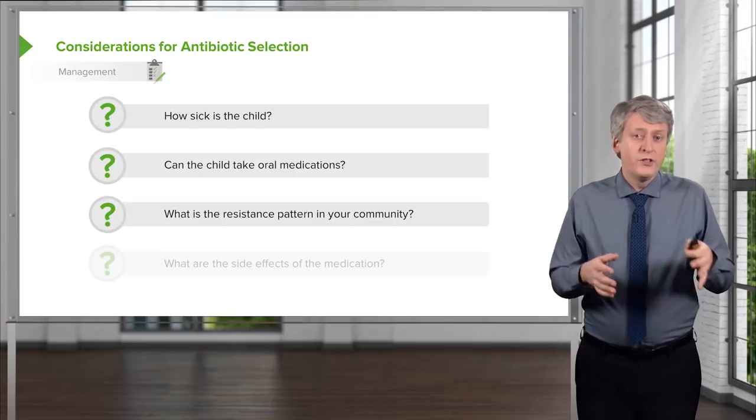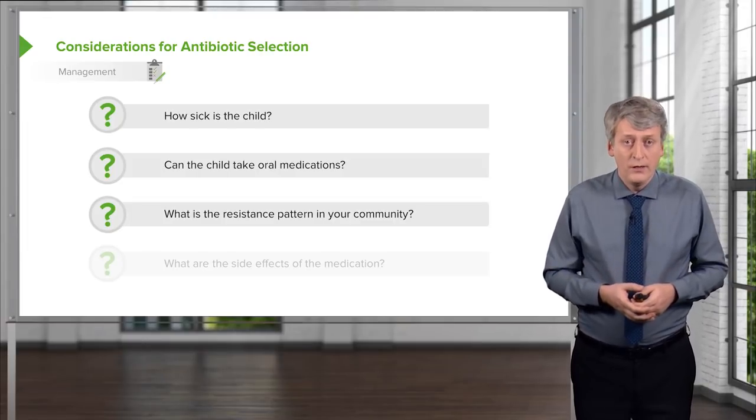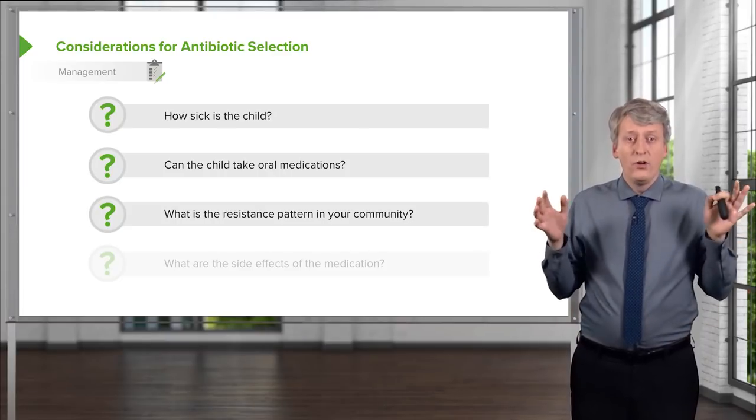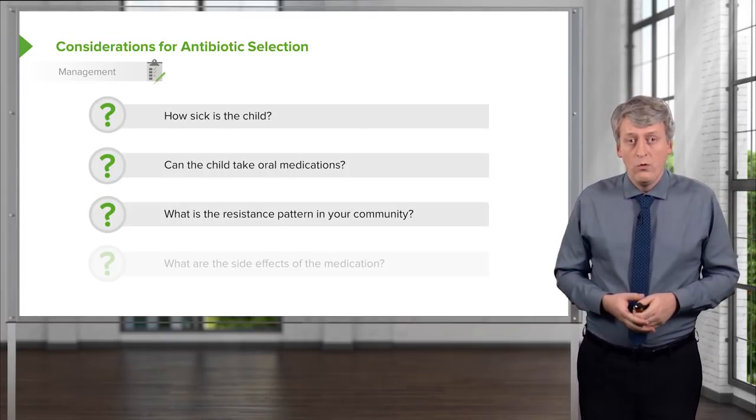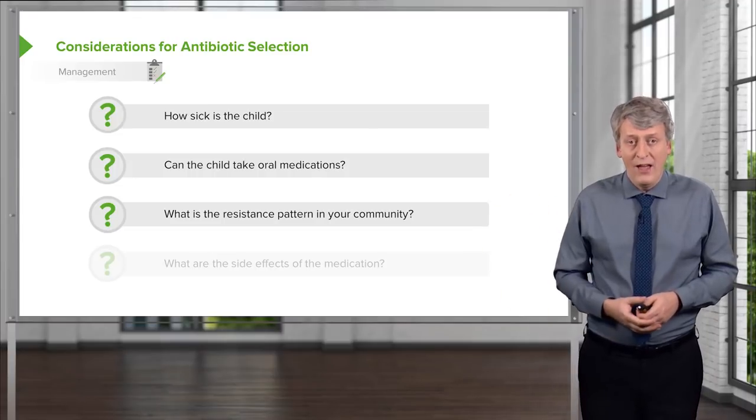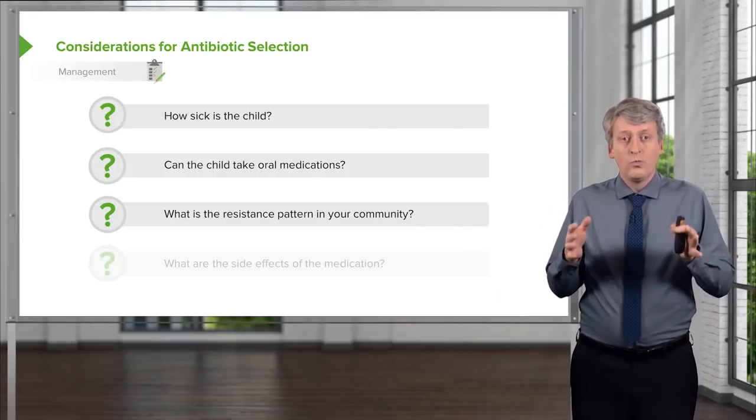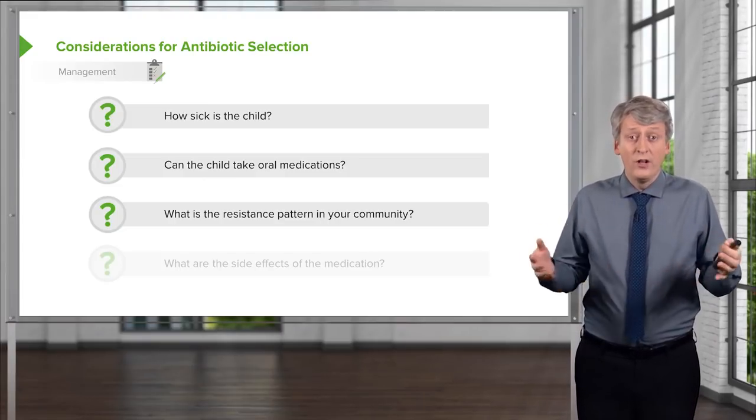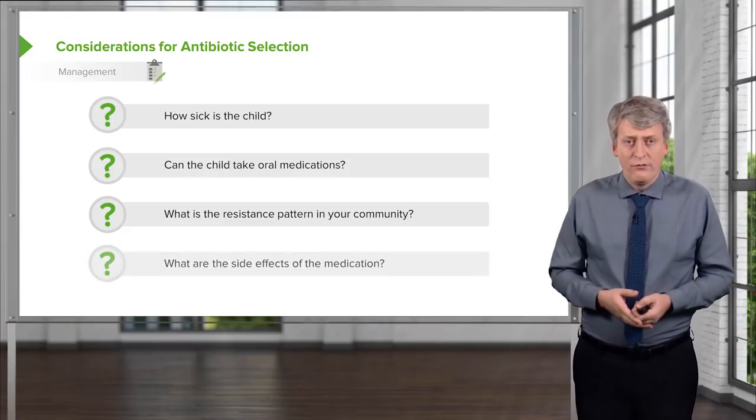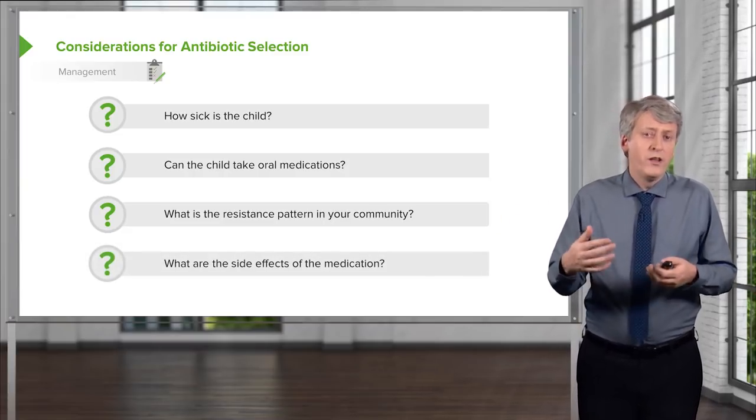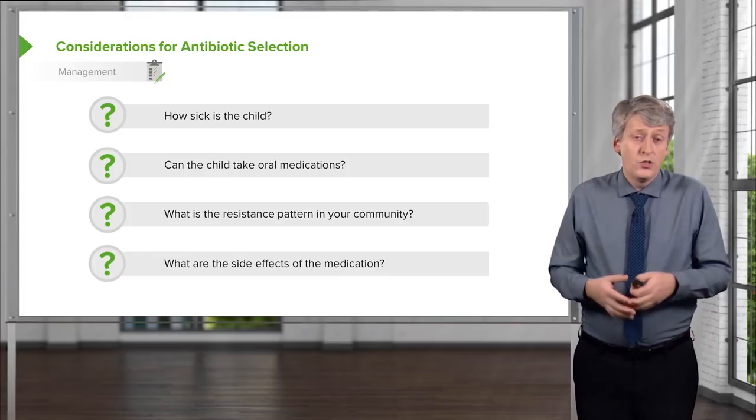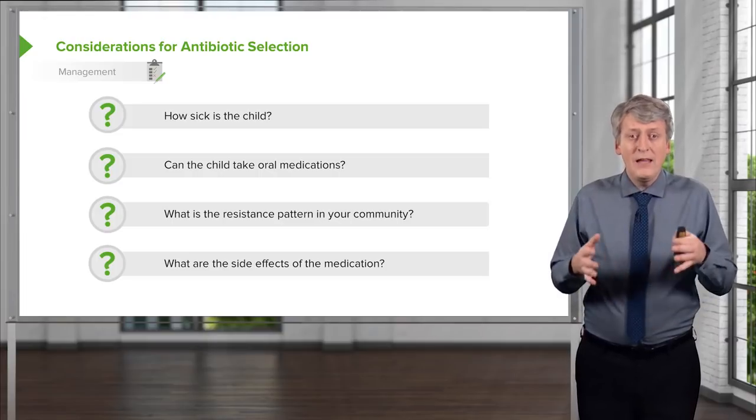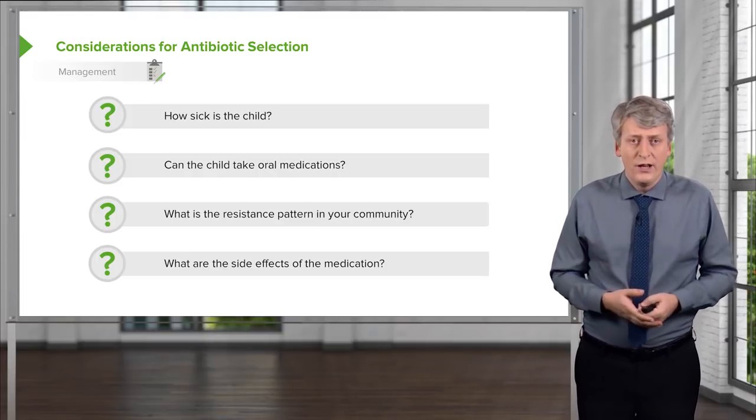You may want to know what the resistance pattern is in your community. The reality is, right now in the United States, we do not have very resistant Streptococcus pneumoniae. This is because of the way we've been vaccinating. So amoxicillin is working great in most places in the country. That's generally our first line agent. But if you have a lot of resistance, you might plan accordingly differently. You also need to know what the side effects of that medication are. This is true for any antibiotic. We want to know, do we need to check levels, things like that. It might be easier to use a medicine with fewer side effects.